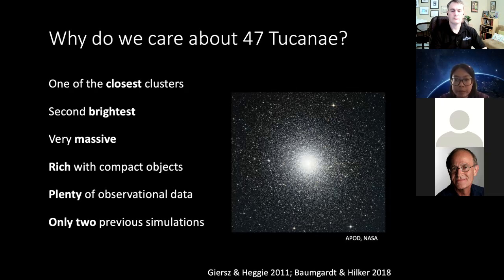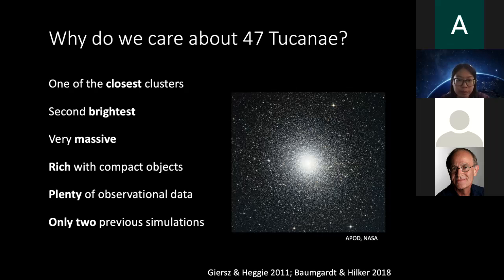Only two previous studies modeled 47 Tuc with N-body simulations, but they both have some significant caveats or inconsistencies. One study does not have a realistic number of black holes, and the other uses low mass cluster models and then scales them up to make a 47 Tuc model. So that's why it is necessary to simulate 47 Tuc with self-consistent models, which include all the relevant components.